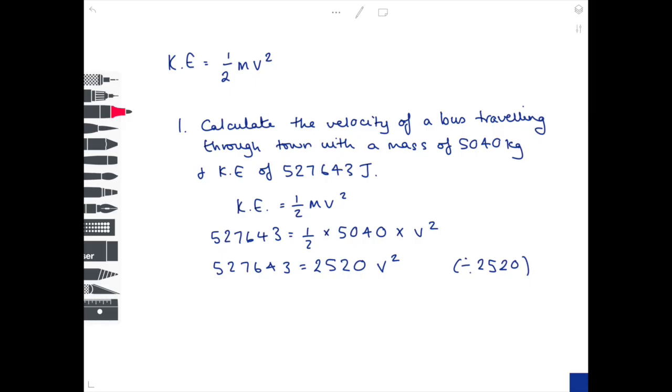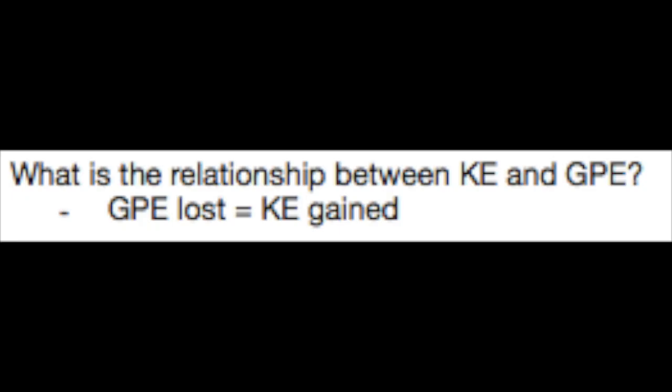So I'm going to do 527,643 divided by 2,520, which gives me a value of 209.382... equals v squared, and then we just need to square root to make sure we just get a value for v. So v equals 14.469. Notice I haven't rounded too early. I'm now going to round to 3 sig fig, so it becomes 14.5, and it's a velocity, which means the units are meters per second.